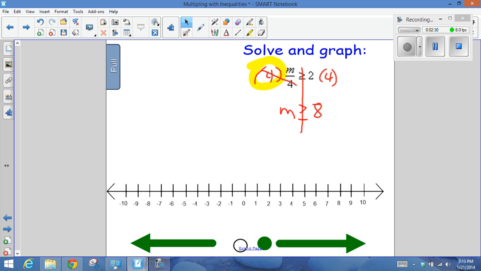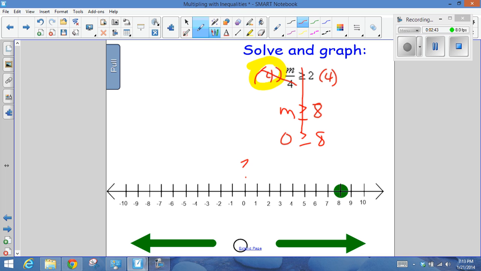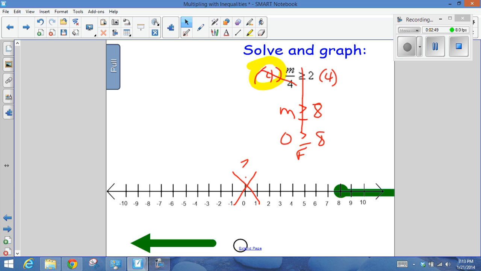And then we have to decide which side we're going to shade on. This is going to be a closed circle at -8. I'm going to pick my 0 point here. 0 is greater than or equal to -8. That is not true. So that means that is not a solution. So I cannot shade that direction, and I'm going to have to shade the other direction.